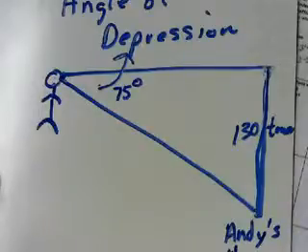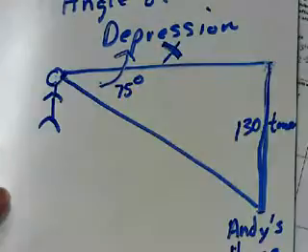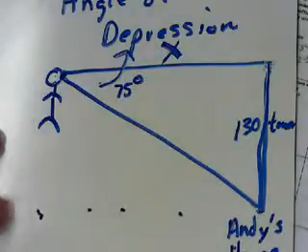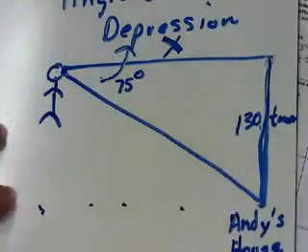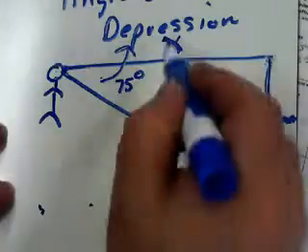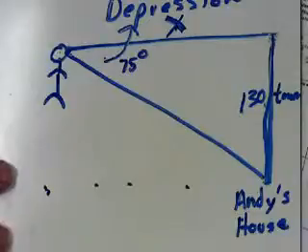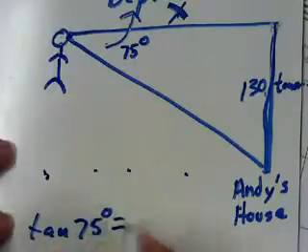How far away from Andy's house are you? That would actually be this distance, wouldn't it? It's not a mile. Because actually, if you were standing down here and had to walk to Andy's house, that's what you would be finding, wouldn't you? Okay? So, how does this side relate to 75 degrees? Do I have a function that relates opposite and adjacent? So the tangent of 75 degrees would equal 130 over x.